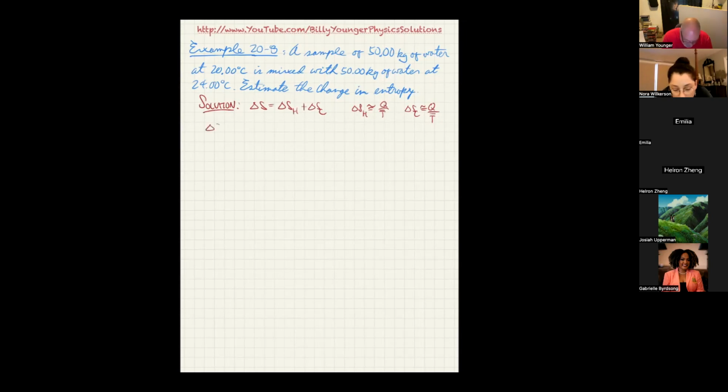So when I go to calculate delta S hot, I'm going to say it's approximately equal to, now we know that the specific heat of water is 4,186 joules per kilogram. So we're going to say Q is equal to MC delta T is what we're using here. So for the hot water, there's got to be Q taken away from it, so it's going to be negative. And then I'm going to say 50.00 kilograms times 4,186. In this case, we're going to say that is kilojoules per kilogram. Or actually, no, that's just plain joules. Sorry about that.